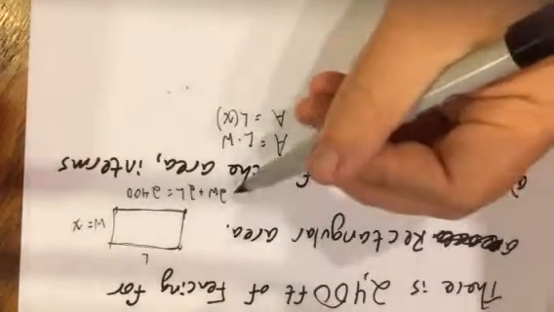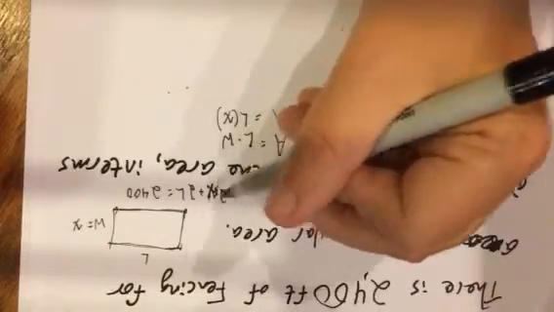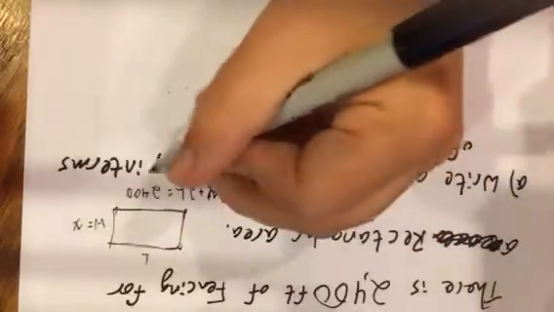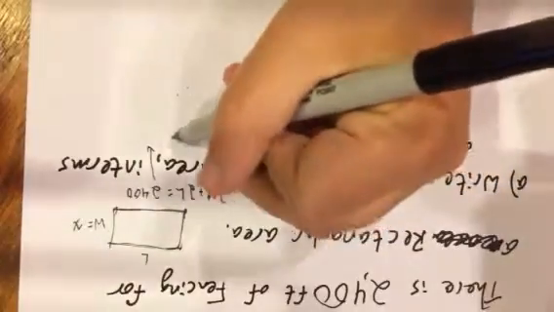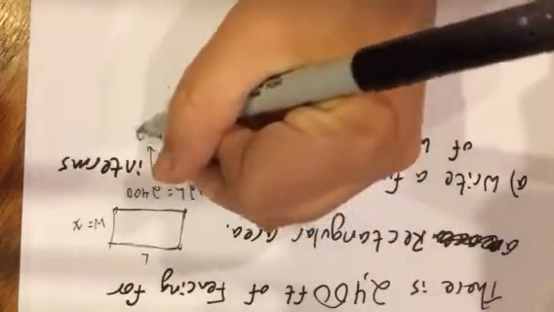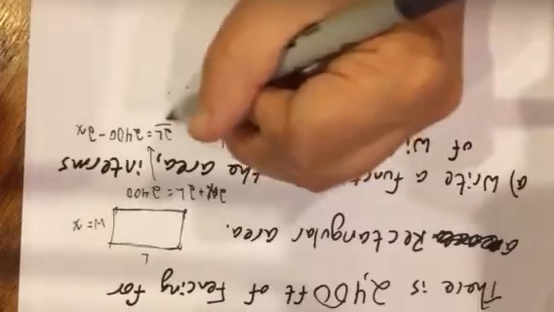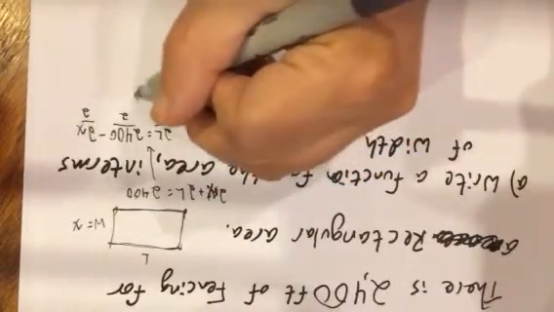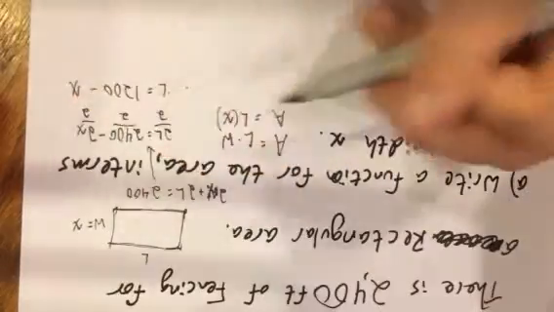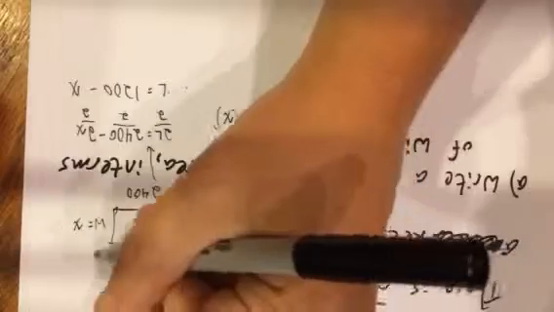I have another equation that has a width and a length. Again, I'm going to change that width to an x, and I'm going to try to solve that for the L. If I solve that for the L, I'll get 2L equals 2,400 minus 2x. Continue solving it for L, I'll divide by 2. So L equals 1,200 minus x.